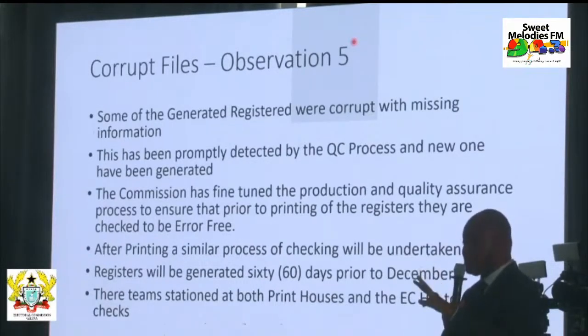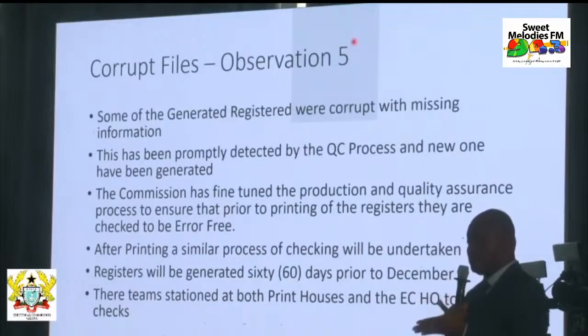At generation, we have two independent systems that are checking the registers as they are produced to be sure that they contain data. Any one that doesn't contain data is immediately flagged and will be regenerated.